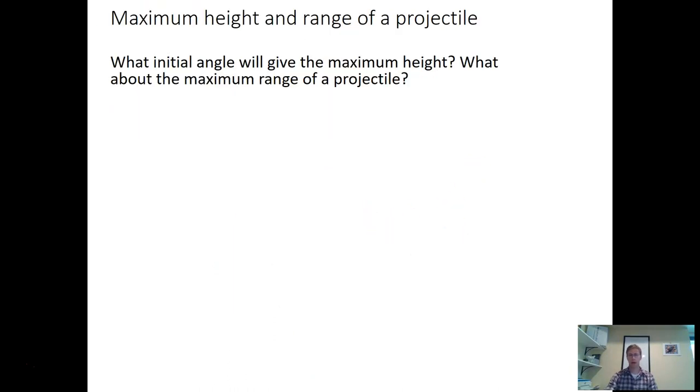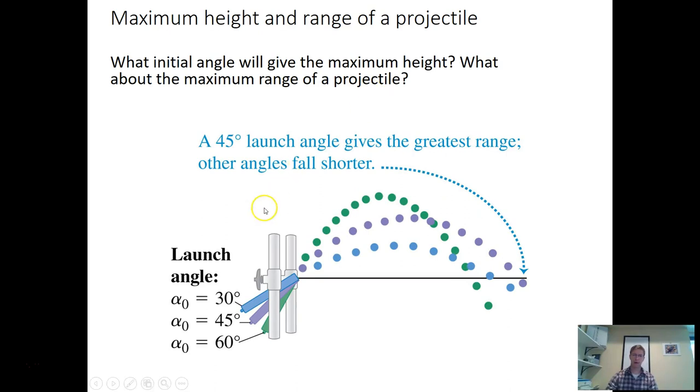All right, the last question I have for you before we wrap things up. What initial angle would you want to launch a projectile at to get it to its maximal possible range, assuming again that there's no air resistance? What do you think? Well, the correct answer, as you may have guessed, is 45 degrees, the perfect combination of giving yourself height and hang time.